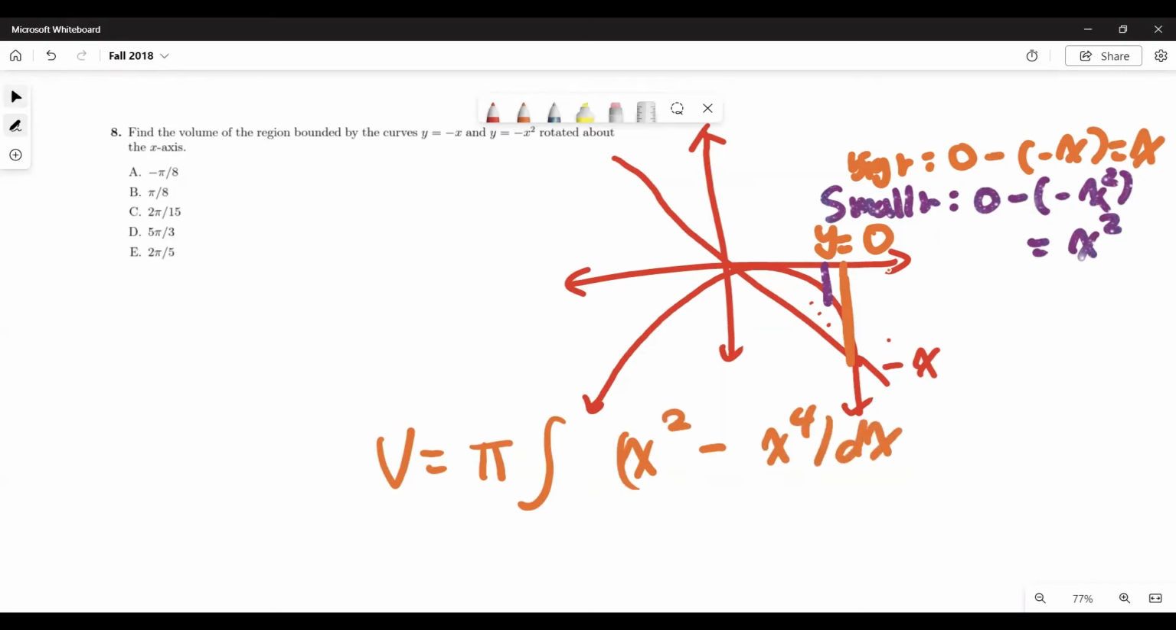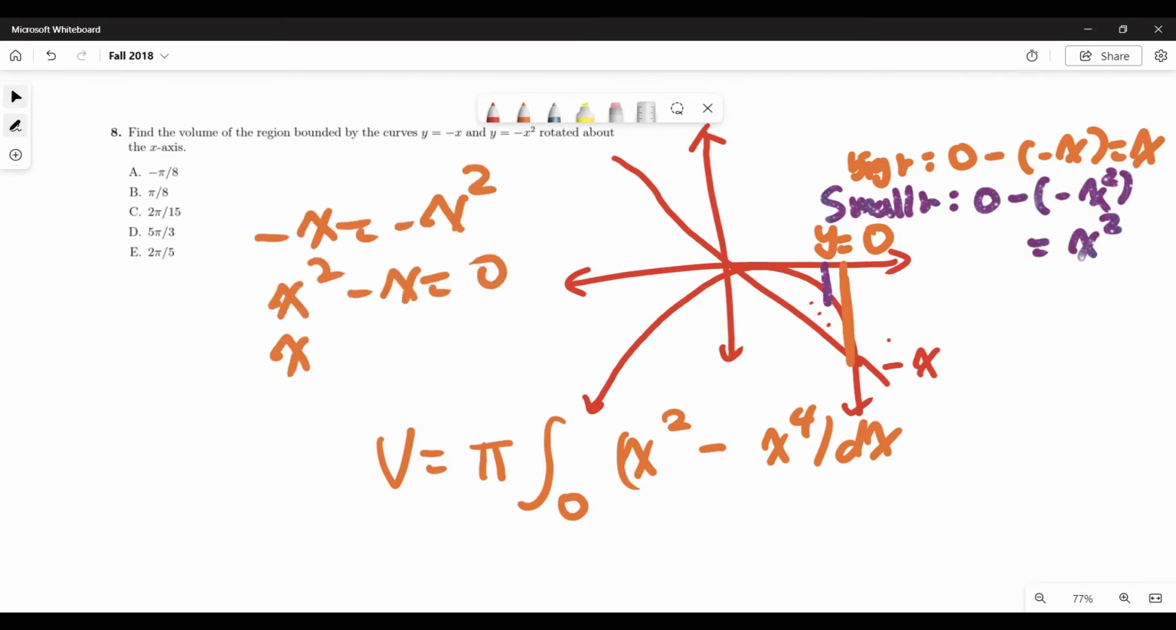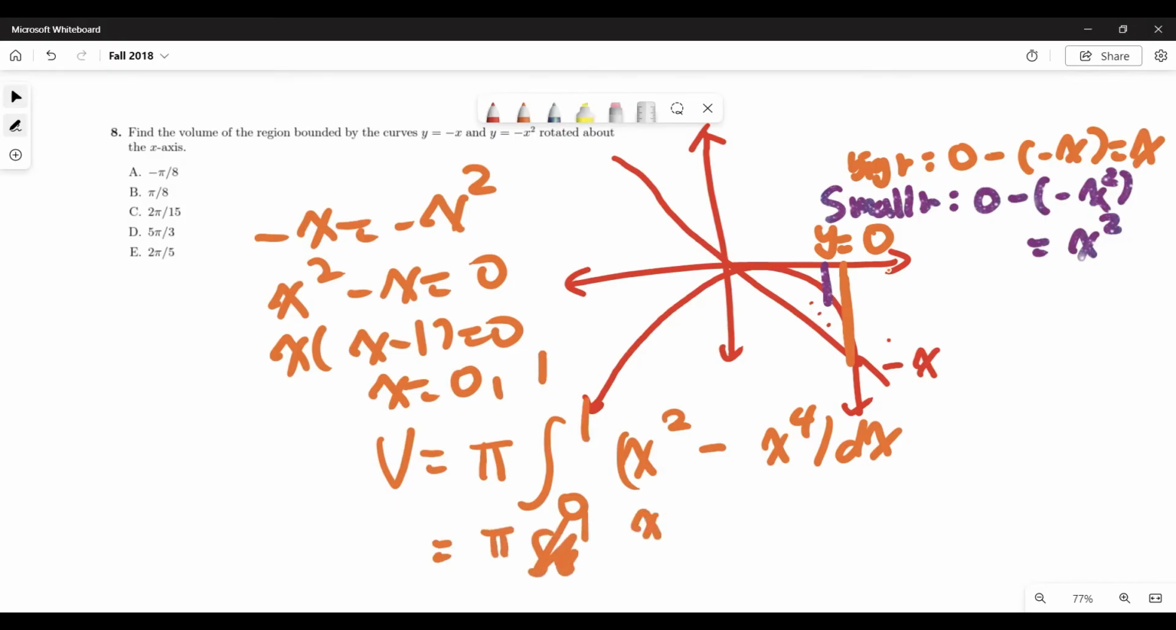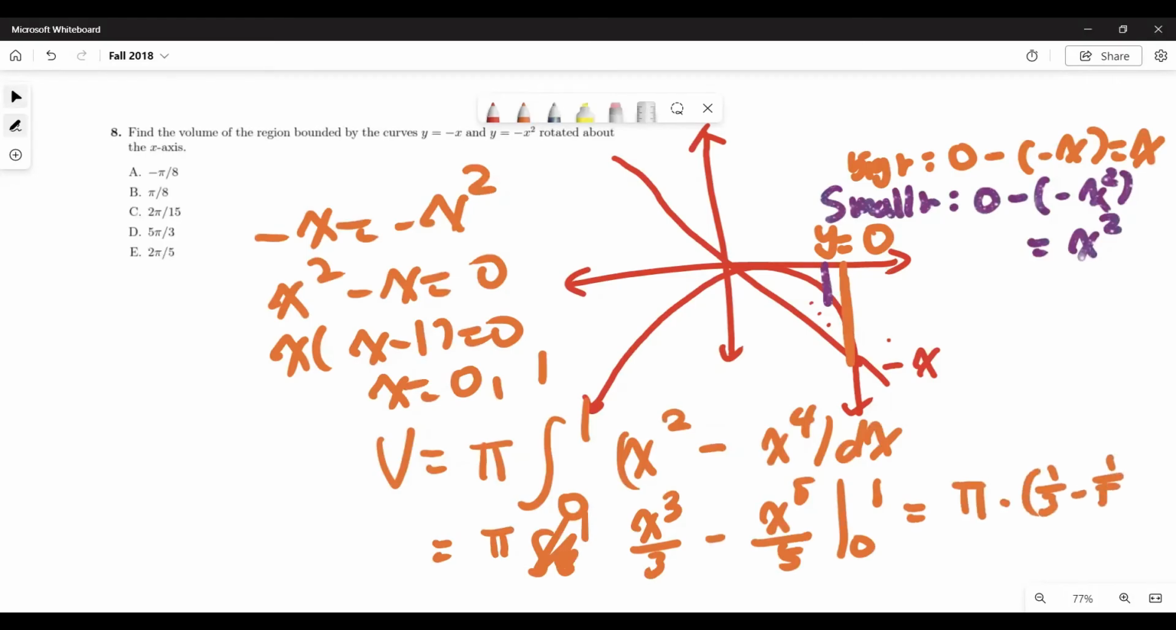And this is from the intersection points. So let's find them. Negative x equals negative x squared, so x squared minus x equals 0, x times x minus 1 equals 0, x equals 0 or 1. So the intersection points are 0 and 1. So we get pi times the integral from 0 to 1, which is x cubed over 3 minus x to the 5th over 5 from 0 to 1. This is pi times 1 over 3 minus 1 over 5, which is 2 pi over 15. So the answer is C.